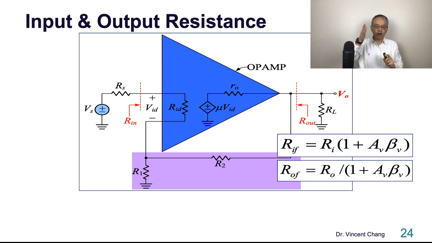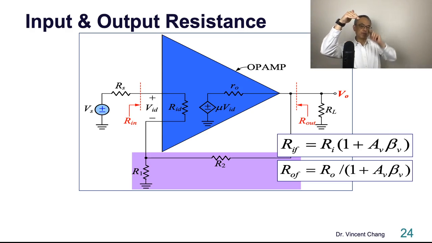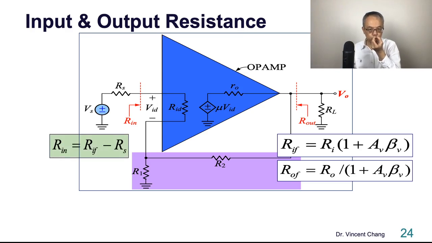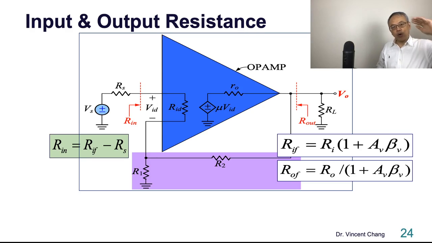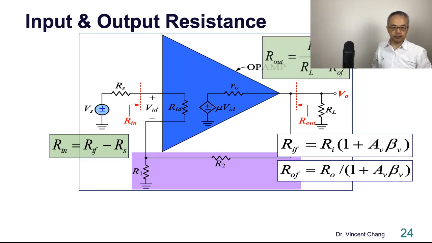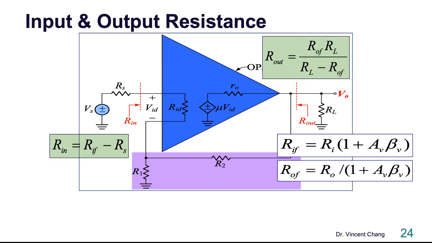For the RIF, it's the resistance looking from the source. So you have to deduct RS, take out the RS, then it becomes the RIN. RIN in series with RS equals RIF. For the ROUT, the parallel combination of the ROUT and the RL equals ROF. ROF is given, RL is also given, so you can go back and track the output resistance ROUT. Here's the answer. You can check the math by yourself. I'm not going to prove this in detail.